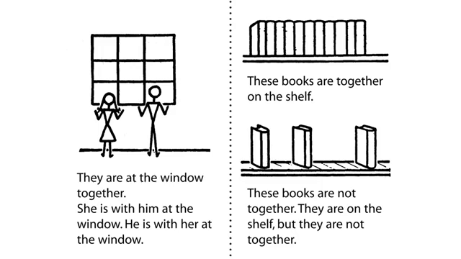These books are together on the shelf. These books are not together. They are on the shelf, but they are not together.